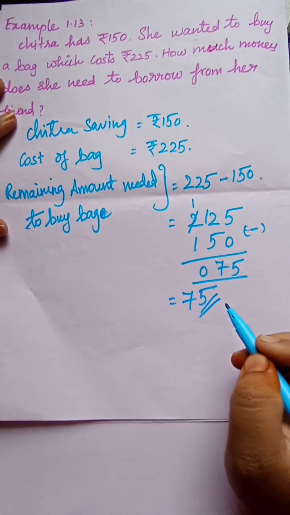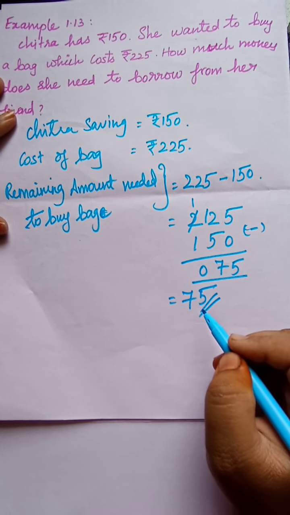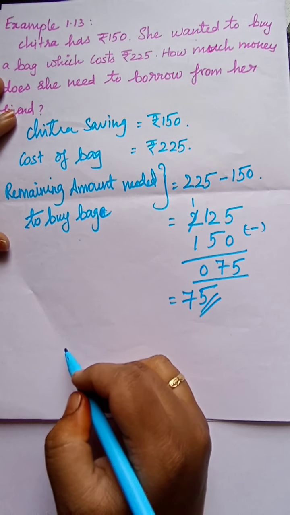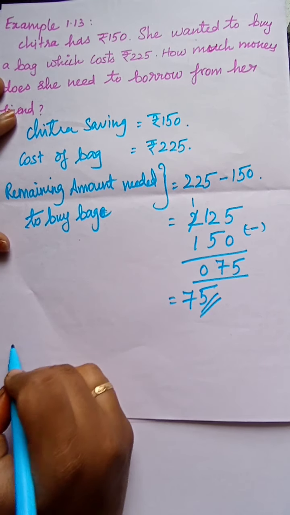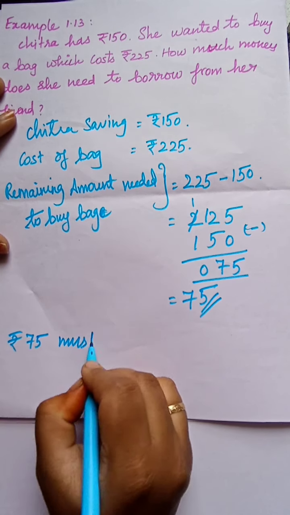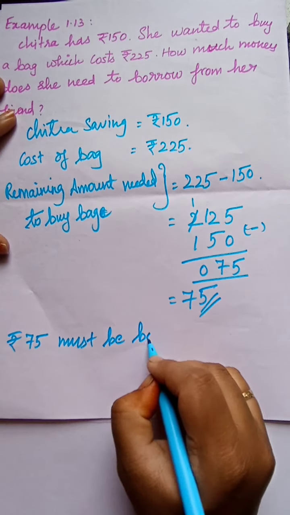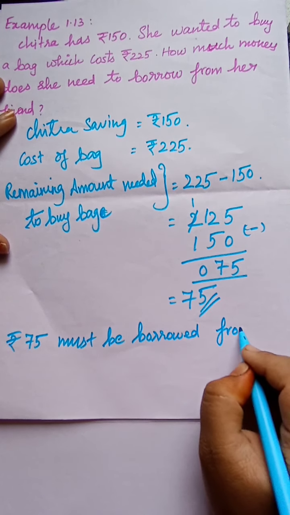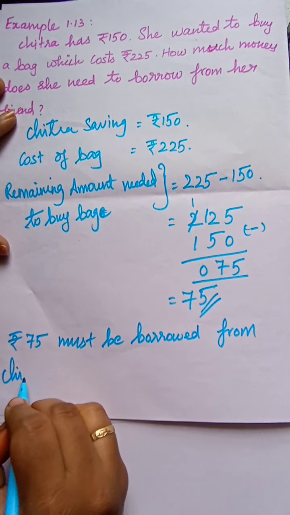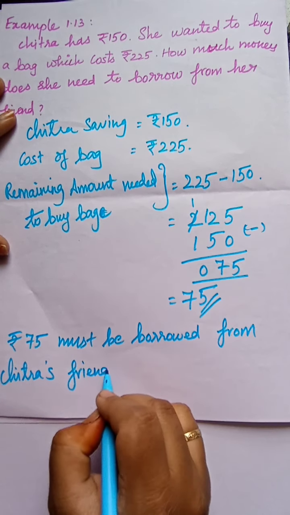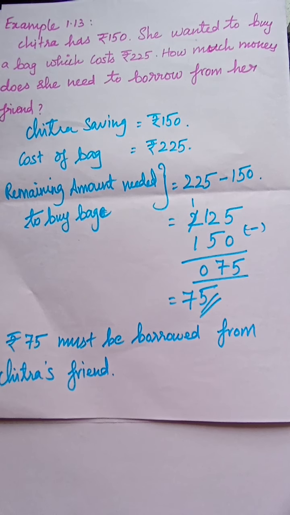So how much rupees should be borrowed from her friend? Rupees 75. So we can write it as rupees 75 must be borrowed from Chitra's friend. Clear? Can you understand the question and can you understand how we have to do the sum?